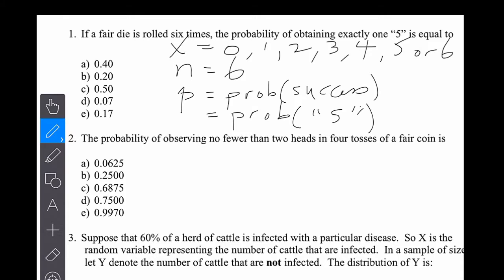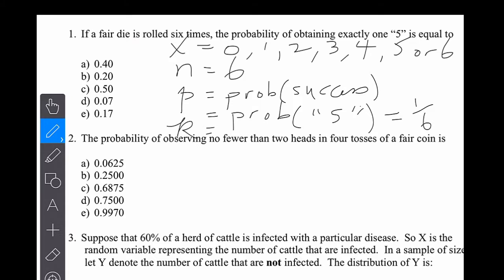All right, so X and P. Well, what's the probability of that? What's the probability of seeing a 5 on any given roll? It's always the same, and it's always 1 out of 6. Okay, it's always going to be 1 out of 6. So the last element I'm interested in is K, the special K.